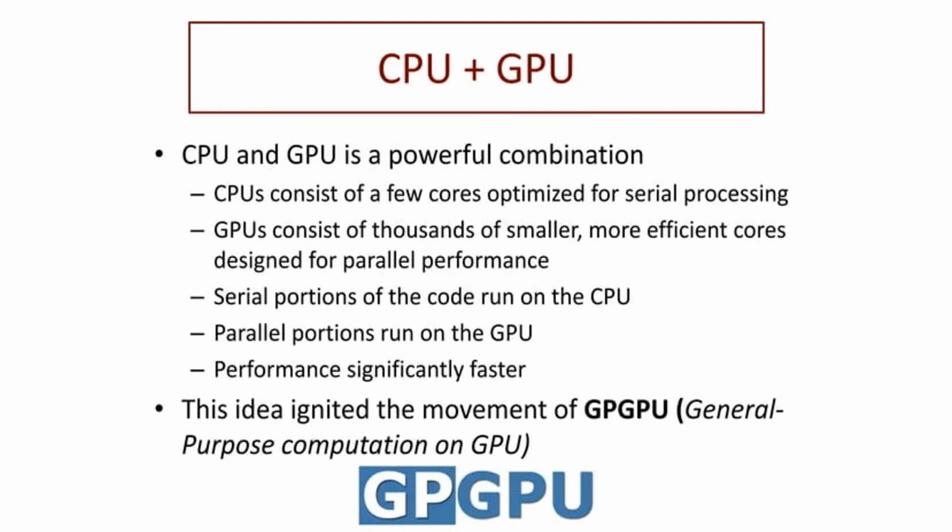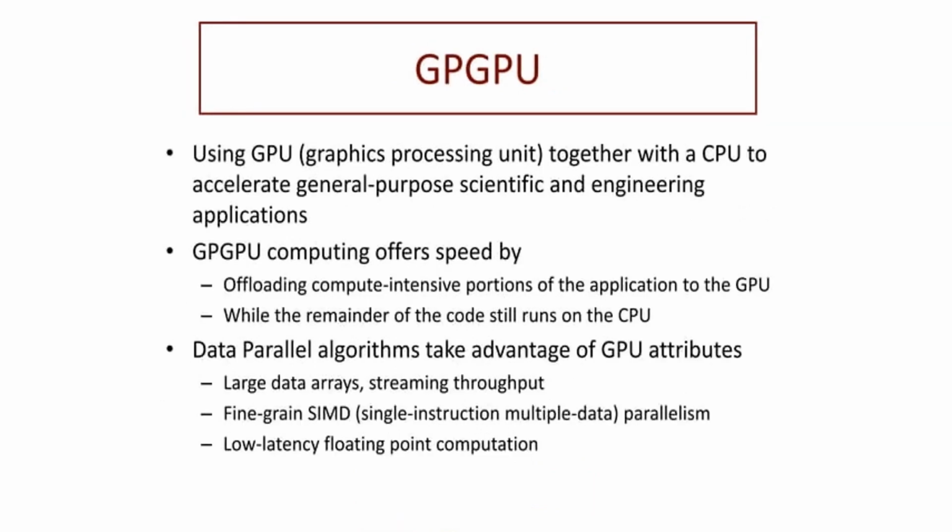This idea was ignited by the movement of GP-GPU, general purpose computation on GPU. Using a GPU, graphics processing unit, together with a CPU to accelerate general purpose scientific and engineering applications. GP-GPU computing offers speed by offloading compute intensive portions of the application to the GPU, while the remainder of the code still runs on the CPU.